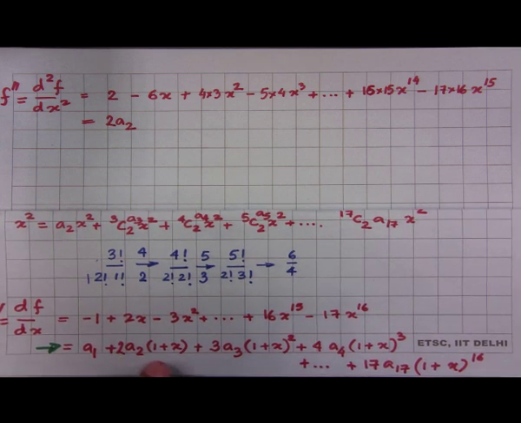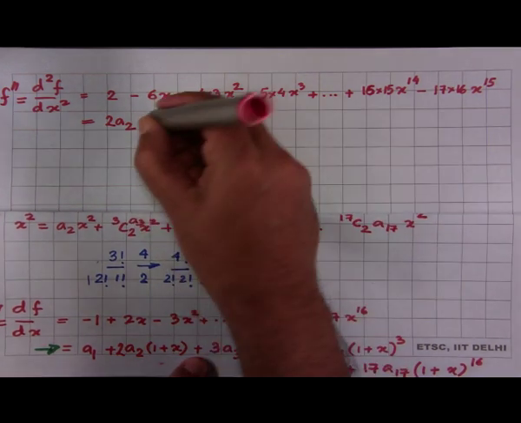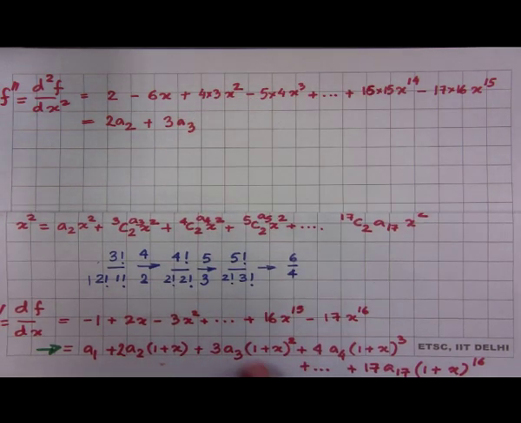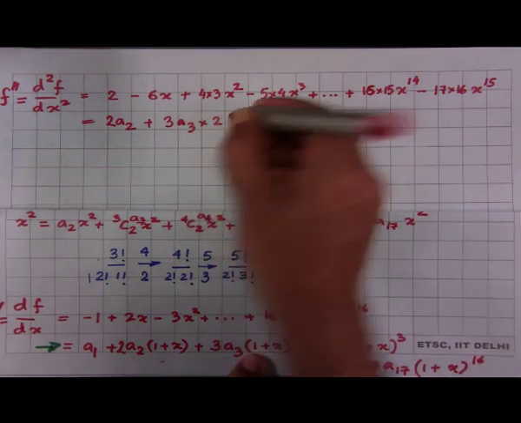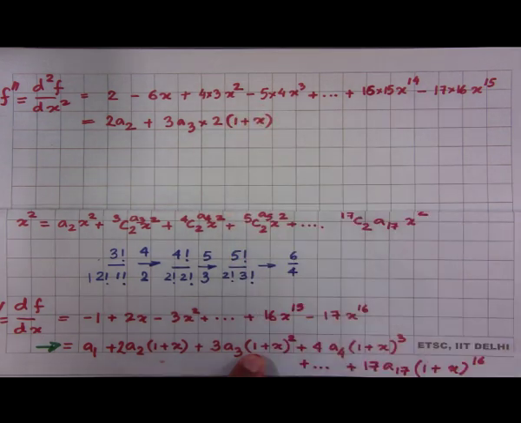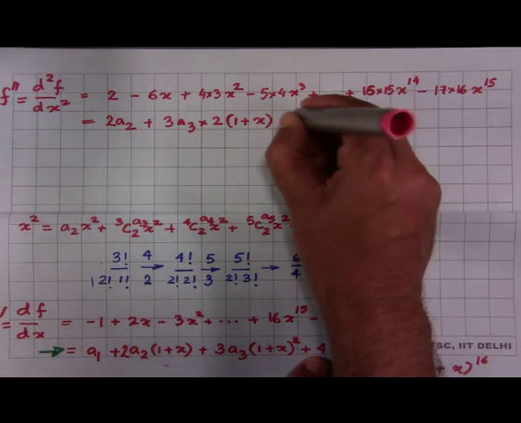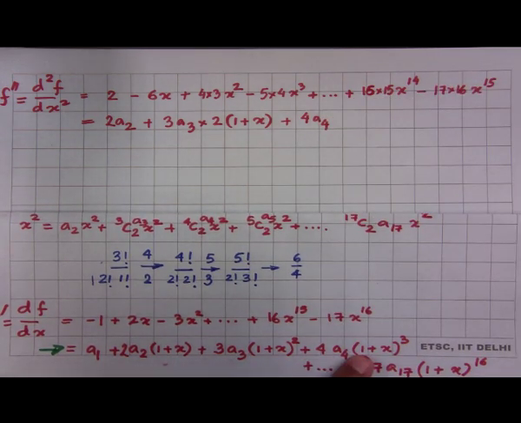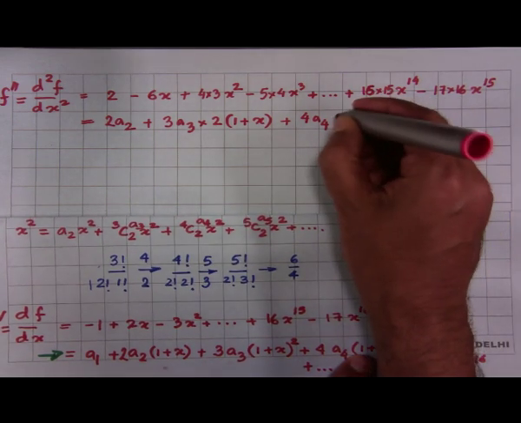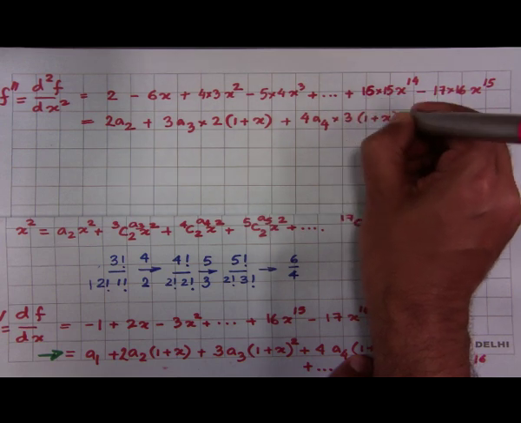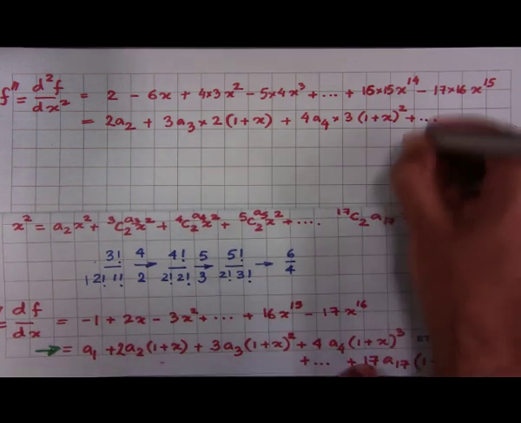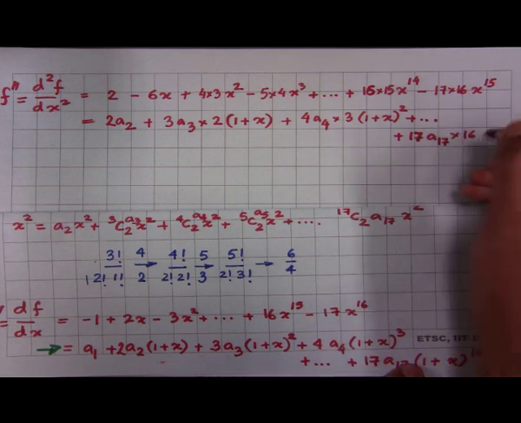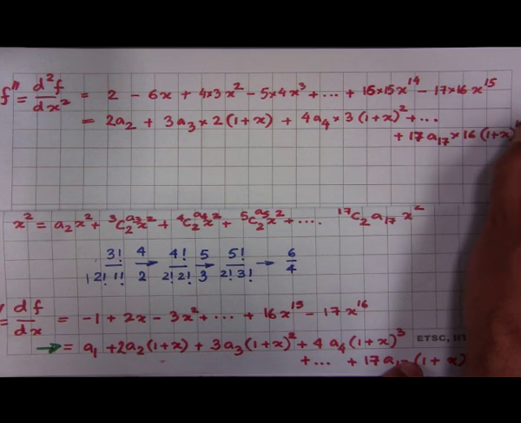Two a2 times the derivative of 1 plus x, which is 1. Three a3 times 2 times 1 plus x, plus 4 a4 times 3 into 1 plus x whole squared. All the way till 17 a17 times 16 into 1 plus x whole power 15.